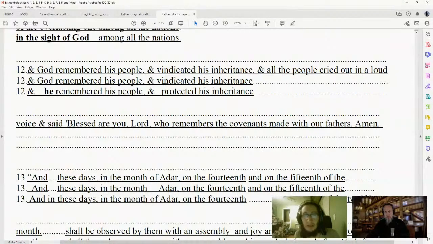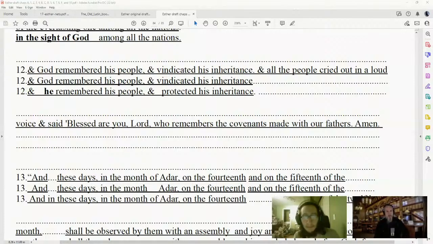But the thing I'm pointing you guys to is the second line, the Alpha text, where it says, and all the people cried out in a loud voice and said, Blessed are you, Lord, who remembers the covenants made with our fathers. Amen. That's a unique reading, which could potentially be authentic, but it's not preserved in the other two versions. On the other hand, that almost sounds like a doxology that sometimes is added at the end of books by Christians. They'll sometimes add doxologies when it says Amen. So it's not 100% clear, but there's a good chance that that line may be an authentic part of the text that was removed from the other versions.